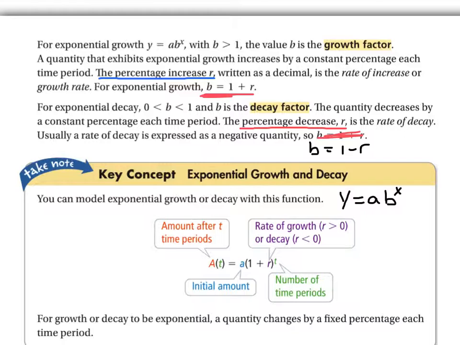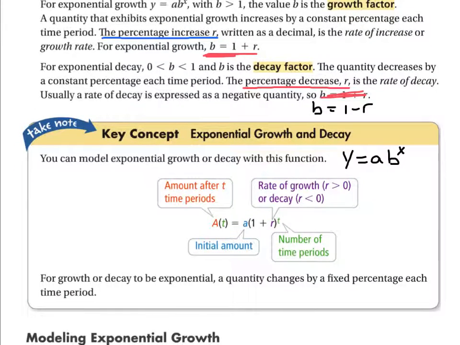And we said that exponential decay was when b was less than 1. So therefore, again, it makes sense that 1 minus r would be for decay. Any questions on just the equation so far? So we are going to use this equation now.